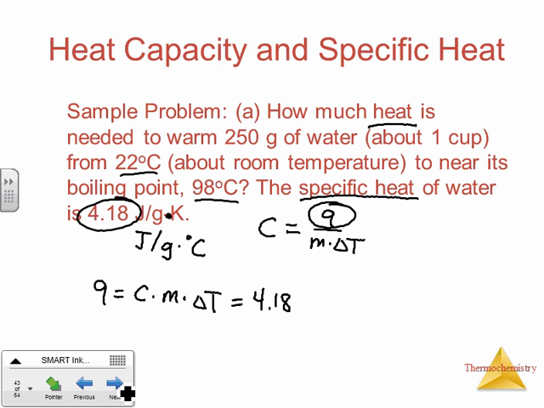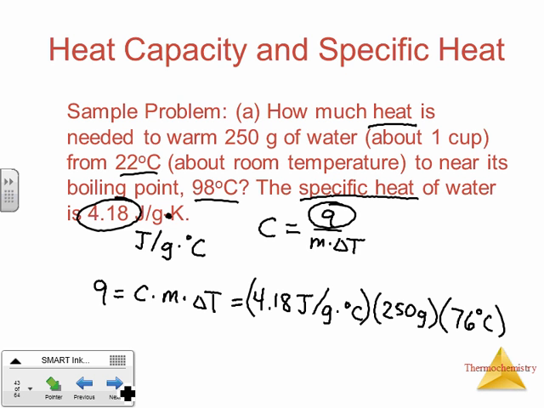I'll put my units in just so we can see how these cancel one another. Joules per gram, times degrees Celsius, because that's what our temperature is given to us in, times our mass, which is 250 grams. Notice that's going to cancel out the grams in the specific heat, times the temperature change. It's going from 22 up to 98, so that's a temperature change of 76 degrees Celsius. Grams cancels out, degrees Celsius cancels out, and we multiply these together. This is going to give us our heat in joules.